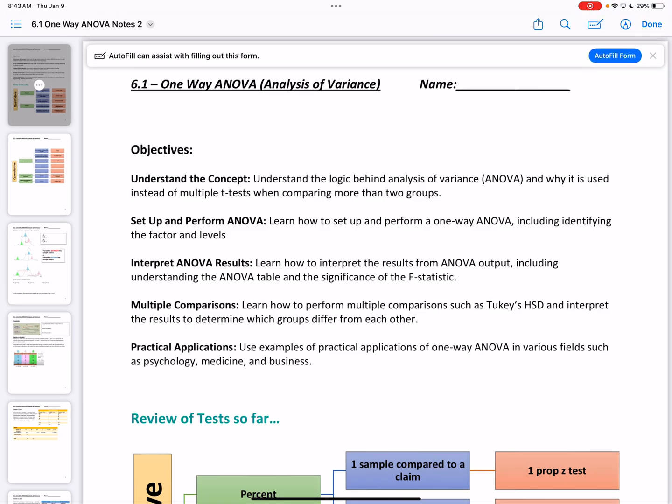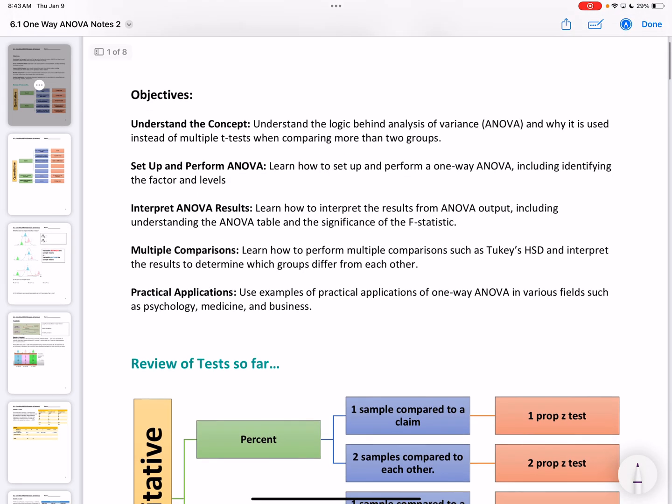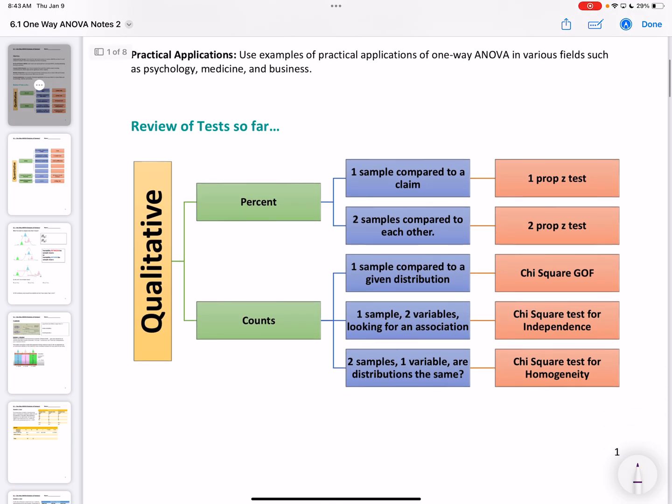So today we're starting the ANOVA unit. I'm going to teach you the logic behind why we use ANOVA instead of multiple t-tests. And then we'll set it up, perform it, interpret it, and apply it, okay? So let's review the tests you've learned so far, because you've been on a break. It's been a minute since you ran these tests, right?